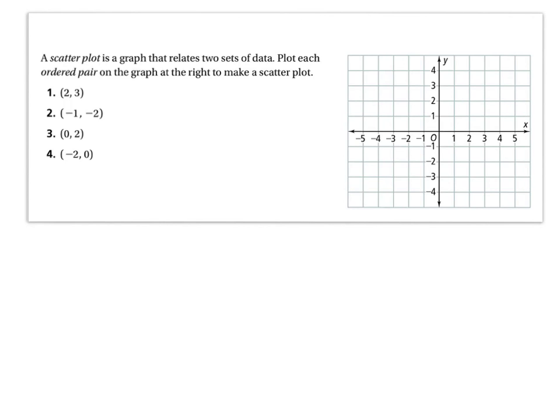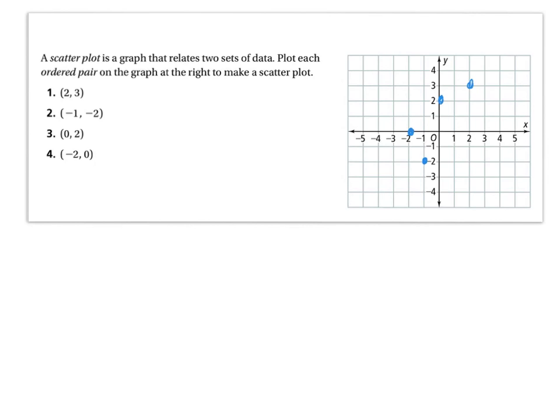A scatter plot is simply a graph that relates two sets of data. In this case, we're going to plot each ordered pair to make a scatter plot. So I go 2, 3, and put a dot. -1, -2, 0, 2, -2, 0. Now, as you can see, this is not a line, it's not an equation.